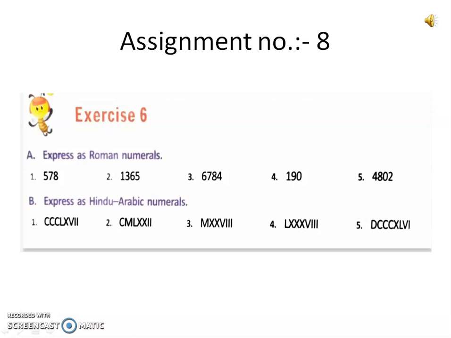Here is your assignment number 8 based on the topic Roman numerals. I am giving you only 2 questions in assignment number 8. So please solve it and send me a photo.